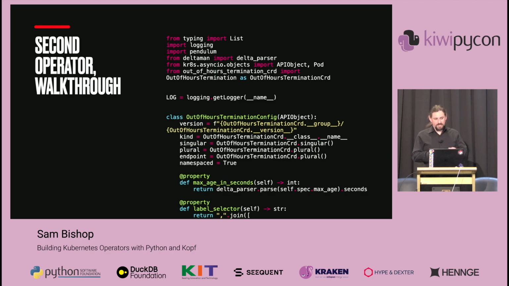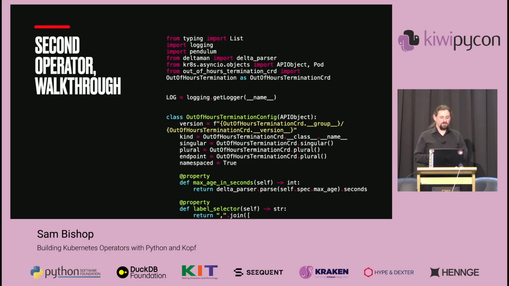So let's encapsulate that logic properly. We're going to have another module, and this module will have our custom config here, using the KR8S library. Again, it's async, so I'm using the async imports, and it's going to pull that in from that other module as our out-of-hours termination CRD, because when you use this, you can take a shortcut. Because we've already made the CR, we don't actually need to do all of that info again. I can just reference it all from the other one.